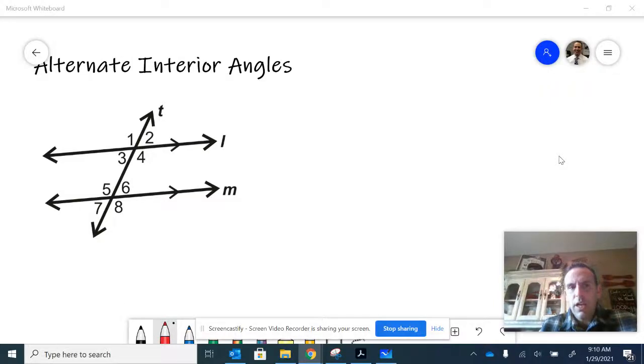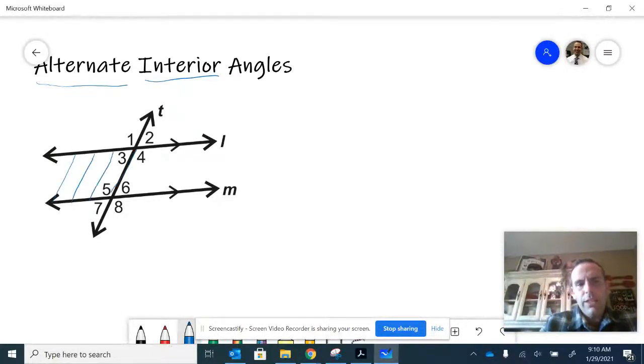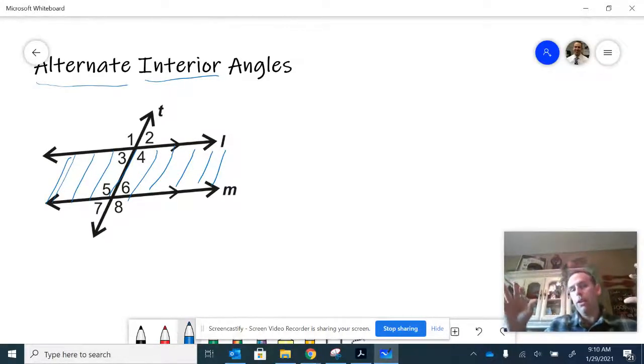Welcome to a lesson on alternate interior angles. If we examine those words, the word alternate means on opposite sides of the transversal, and interior means inside the parallel lines. Our interior space is all of this space that extends indefinitely between the parallel lines.